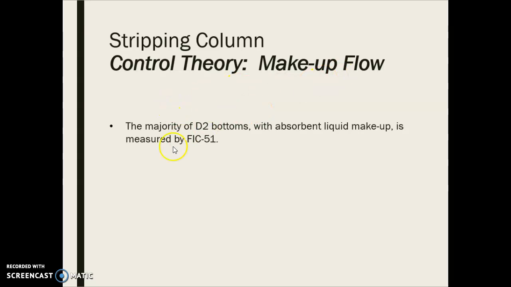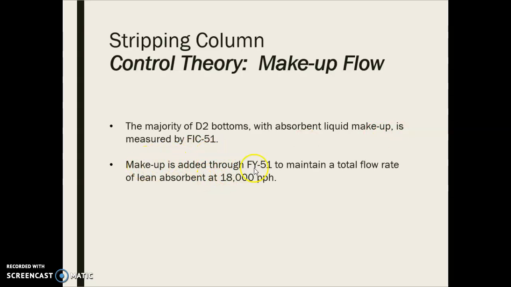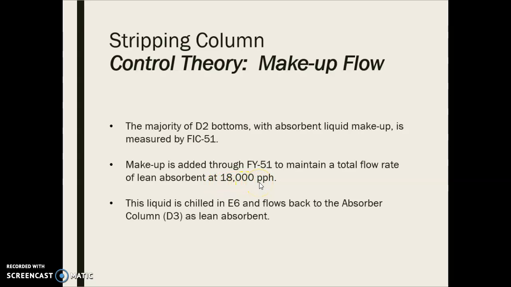Now the makeup flow. The majority of the D2 bottoms, the absorbent liquid makeup, is measured by FI51. Makeup is added through FY51 to maintain a total flow of the lean absorbent without the catalyst at 18,000 pounds per hour. This liquid is chilled in E6 and it flows back to the absorber column as lean absorbent.